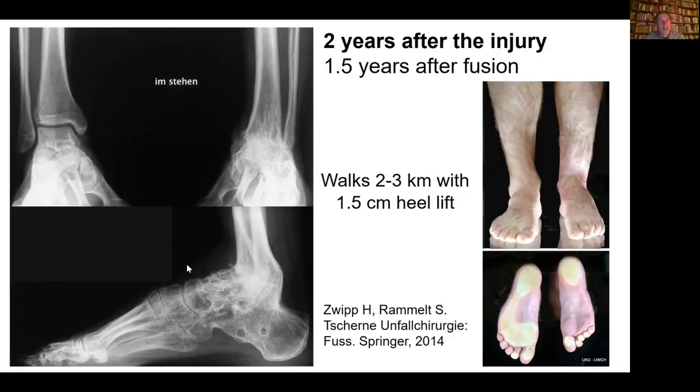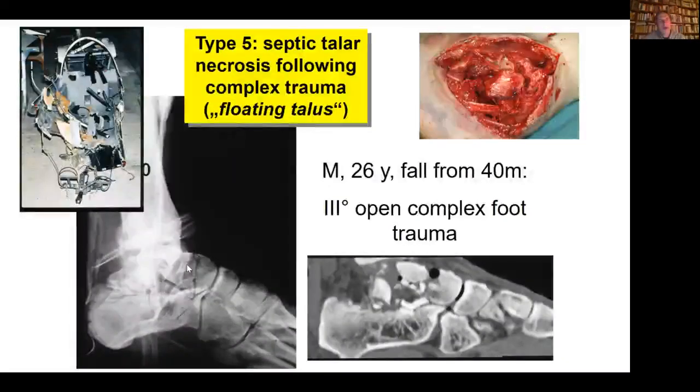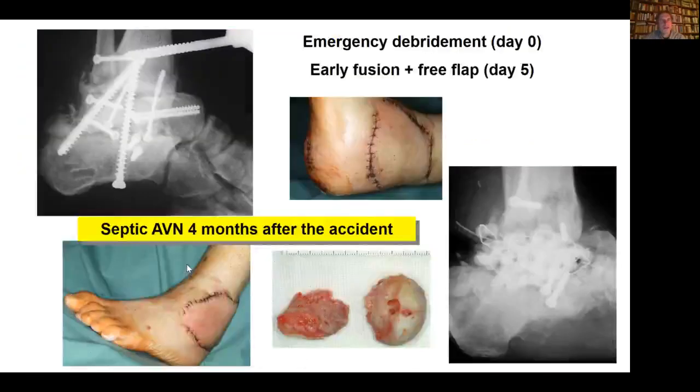The patient, because he was young, could adapt to it. He could walk 2 to 3 kilometers with a heel lift. So still the hindfoot could be saved, but with a whole lot of loss of function. And this is probably the worst case we see, a very rare case of aviator's astragalus, where there was a comminuted fracture of the talus, but also a fracture of the calcaneus and of the medial and lateral malleolus. So it was a floating talus, an open injury. We tried to save the day with the early fusion of the ankle and subtalar joints, but still he developed septic AVN. So the remainder of the talar body had to be thrown out too.